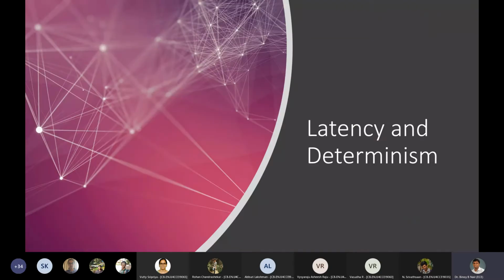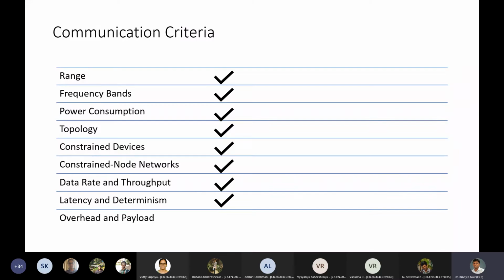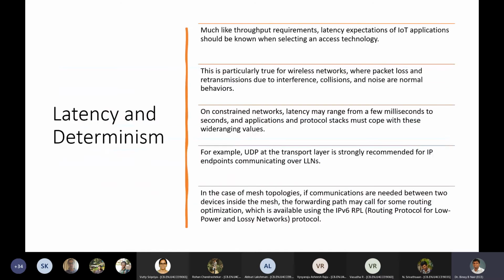So next thing that we have to look at in these terms is the latency and determinism of the constraint node networks. If you remember, we talked about the three aspects of constraint node networks. One was data rate and throughput. Second one was latency and determinism, and third is overhead and payload. So we are now at latency and determinism.